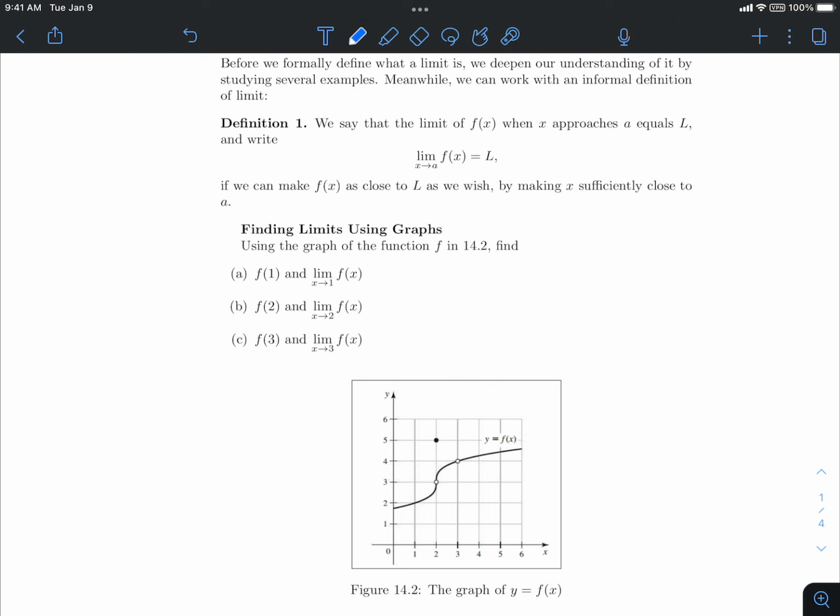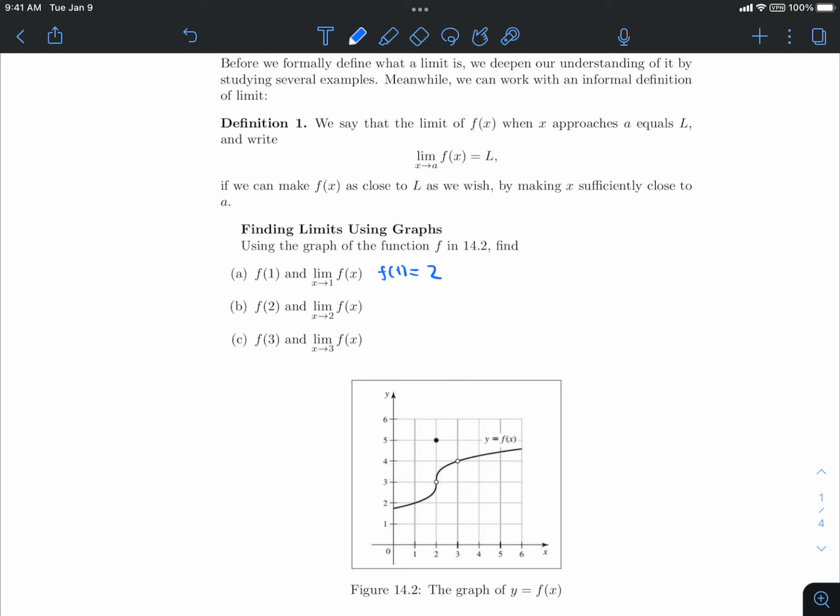Even without a formal definition of limit, we can calculate limits and find the function value, which is something we already know. So let's look at this graph we have on the screen, and let's compare the limit as x approaches 1 of f of x with f of 1, for example. Looking at the graph, x equals 1 is here, and this point here shows me that f of 1 equals 2.